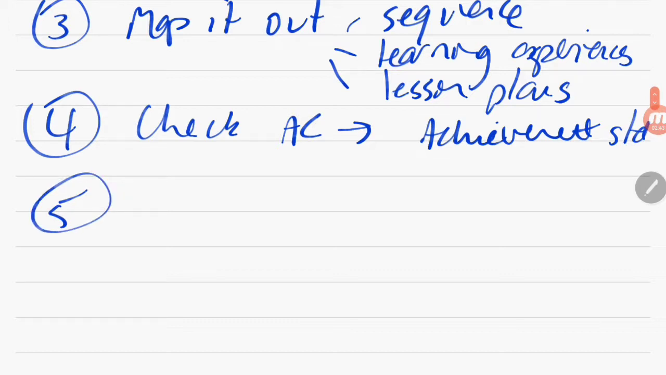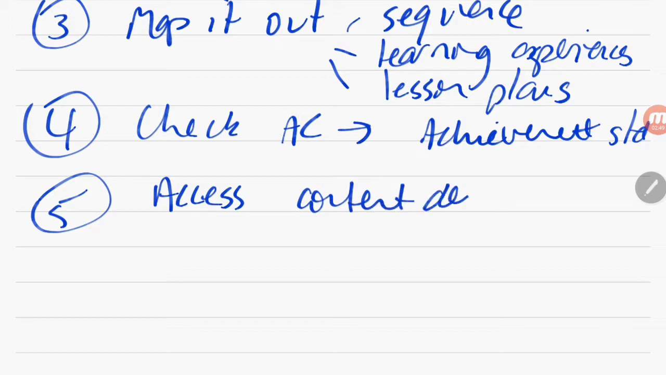Step 5. Once we've done that, we're on the web page. We access the content descriptions. And why do we do that? Well, we need to devise very clear learning intentions and success criteria for each lesson plan. That means we need to understand exactly what the content descriptions are. They are an excellent starting point to focus in on those skills and knowledge needed for students.